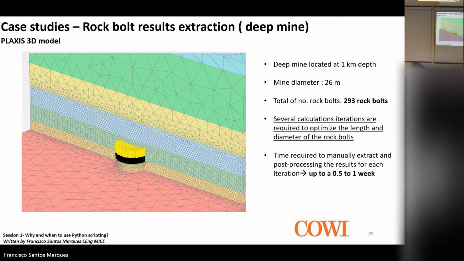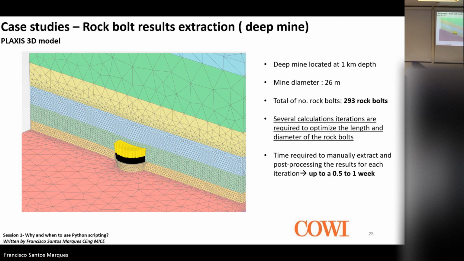So another case study is rock bolt result extraction for a deep mine. This is work from COE. The only thing I can say is that it is a deep mine located at 1 kilometer depth. The mine diameter is 26 meters, and there is a total of 293 rock bolts. The challenge was, we created this fancy 3D model, but now we have to extract the rock bolt results in the post-processing.